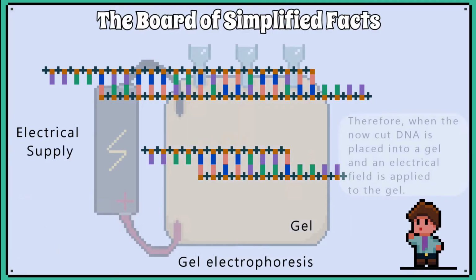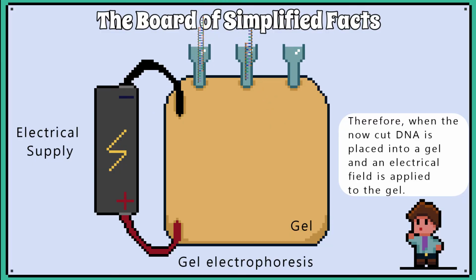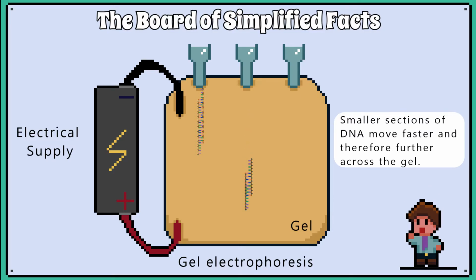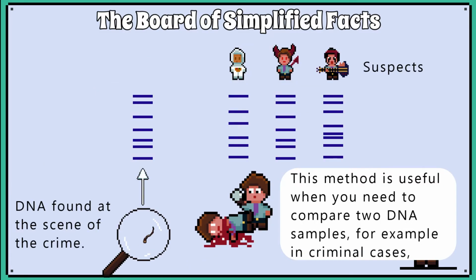Therefore, when the now cut DNA is placed into a gel and an electrical field is applied to the gel, the DNA fragments will then move across the gel at different distances depending on their length. Smaller sections of DNA move faster and therefore further across the gel. This pattern can then be compared to see if they match or not. This method is useful when you need to compare two DNA samples.